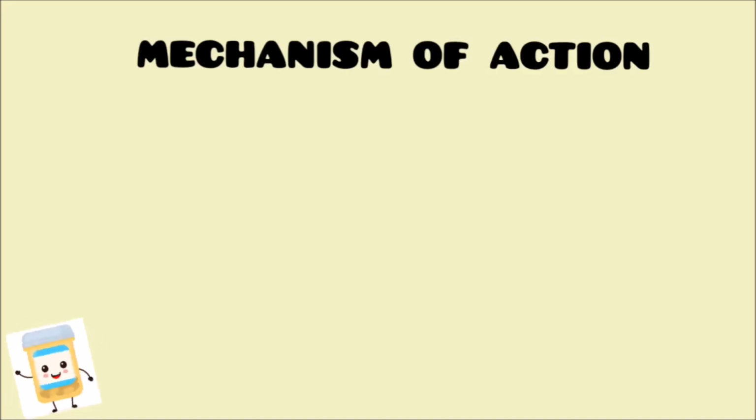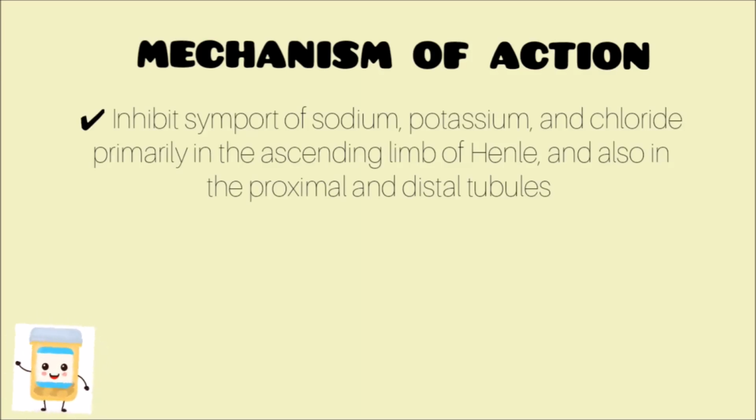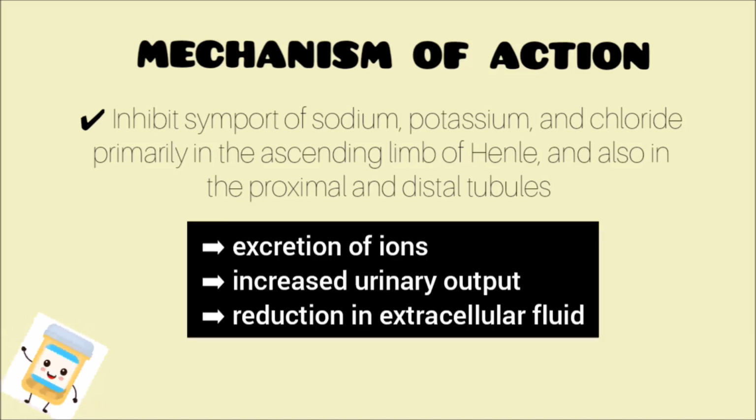Mechanism of action. I inhibit import of sodium, potassium, and chloride primarily in the ascending limb of Henle, and also in the proximal and distal tubules. This pharmacological action results in the excretion of these ions, increased urinary output, and reduction in extracellular fluid.